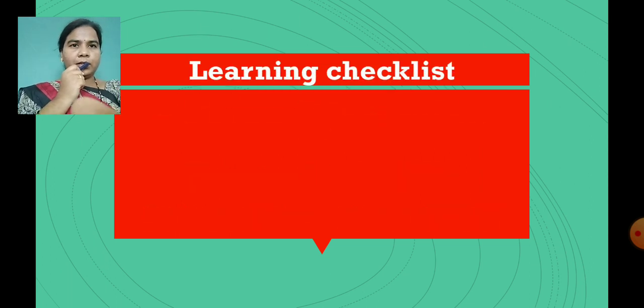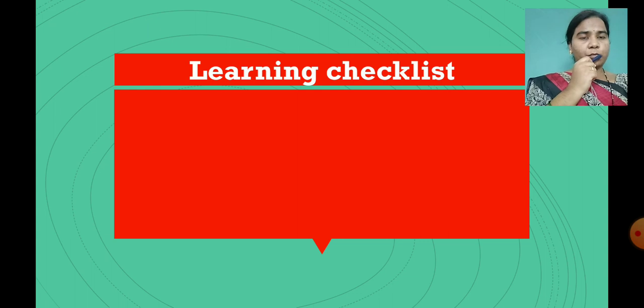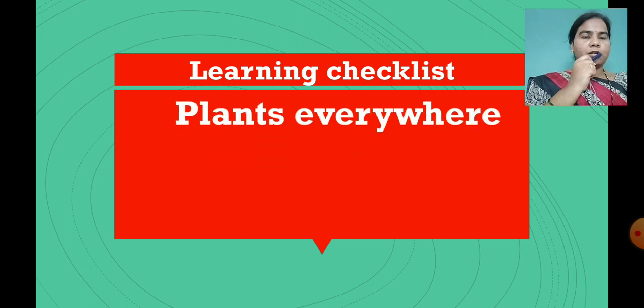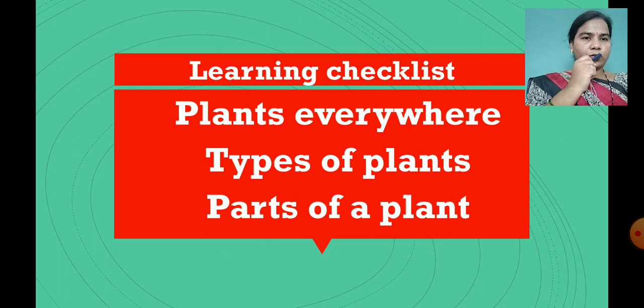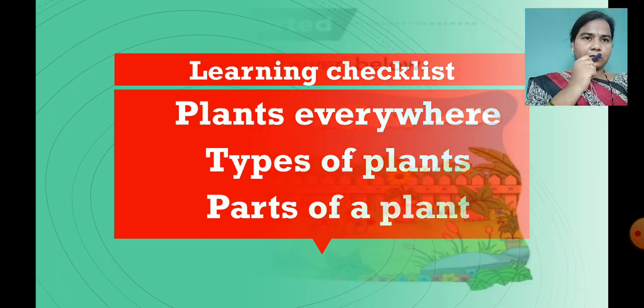So children, let's take a look at which points in this lesson we are going to learn. We can see this in the learning checklist. Number 1, we are going to study plants everywhere. Then types of plants. And then parts of plants. So these are the points that we are going to cover in this lesson.